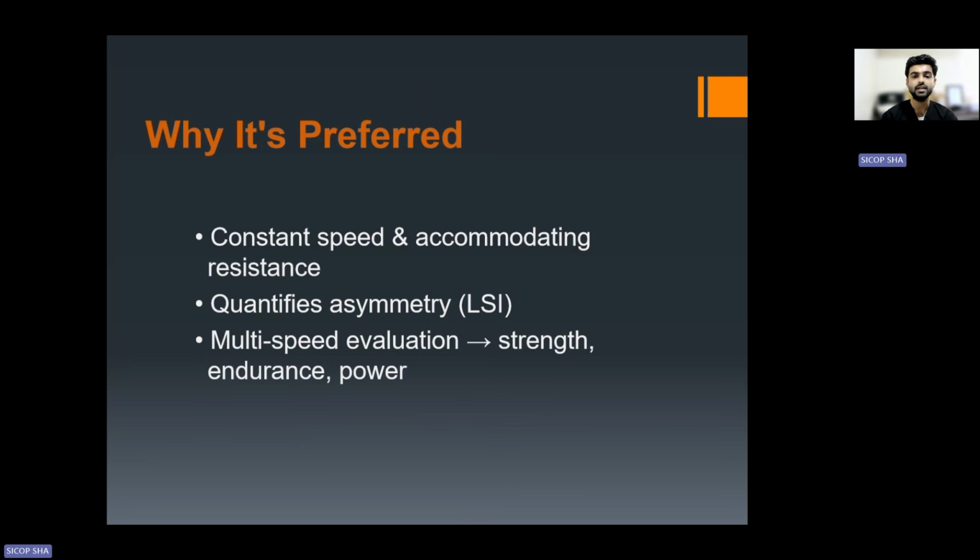With the low speed, we can test strength. With the higher speed and higher repetition, we can check endurance. With moderate speed, with maximum power, we can check the power of a muscle. So this is preferable against the other modalities.